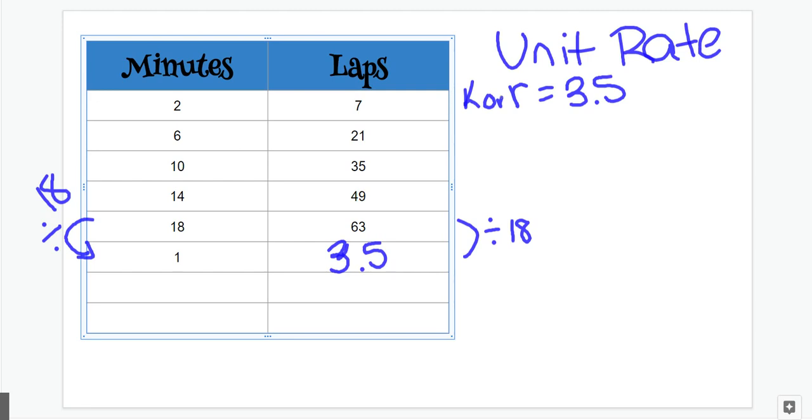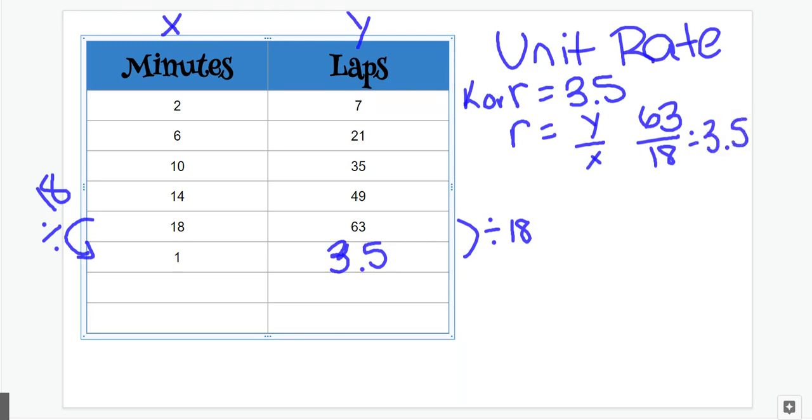So now to go from there to my next step, but I want to take a second to show you the second way to find your unit rate. So if we label our tables X and Y column, I can also do unit rate equals Y divided by X. So I can take 63 divided by 18 to find my answer, or 7 divided by 2, or 21 divided by 6, any of those work, and it'll give me 3.5.